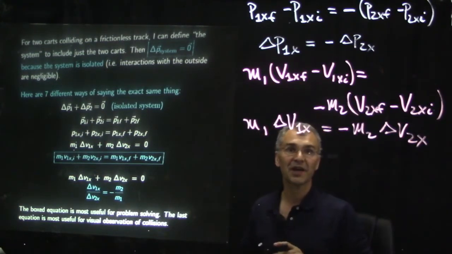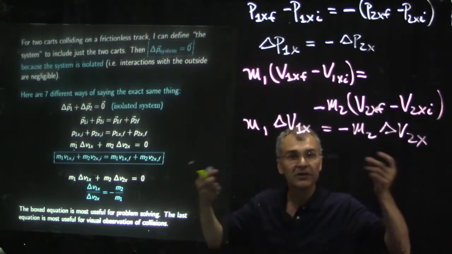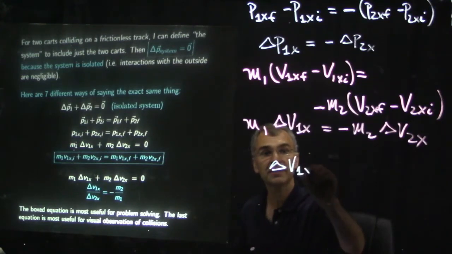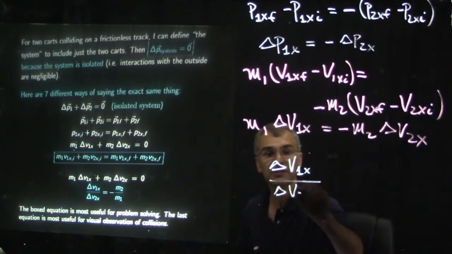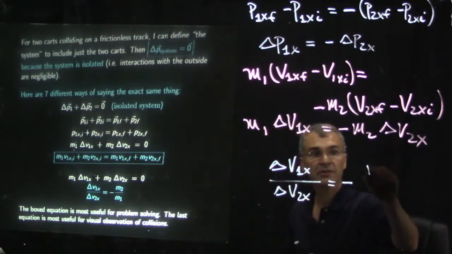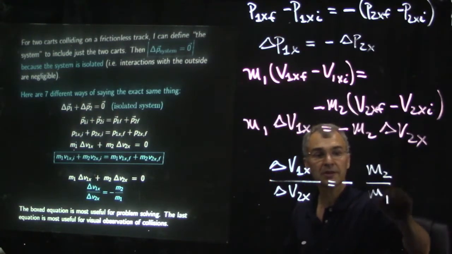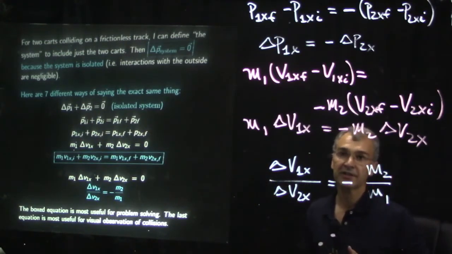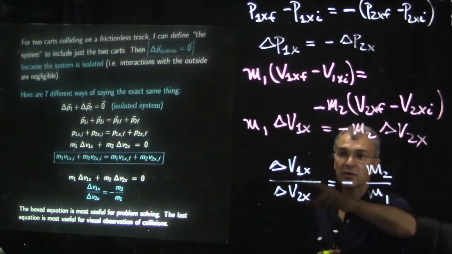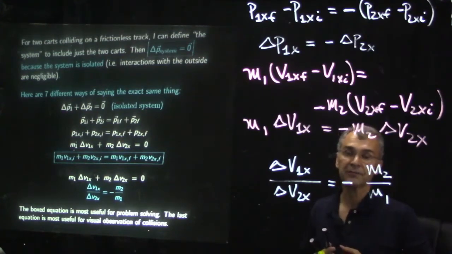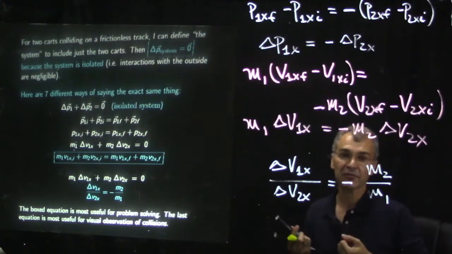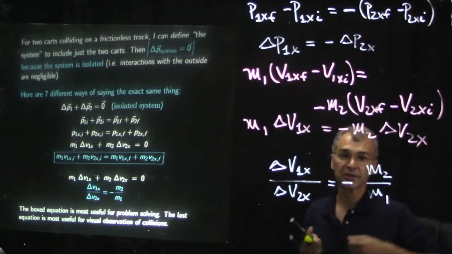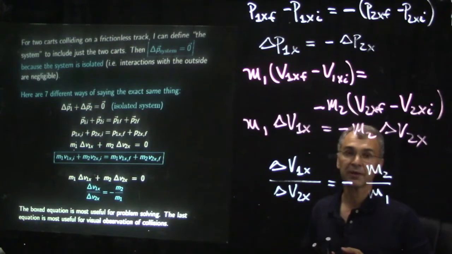We can summarize that in a way that's easier when you're watching things collide on a track by saying that the change in v1x divided by the change in v2x is minus m2 over m1. So if you see two carts of different masses collide on a track, then the more massive one will have a smaller change in velocity. The less massive one will have a larger change in velocity. And each change in velocity will be inversely proportional to the corresponding mass.